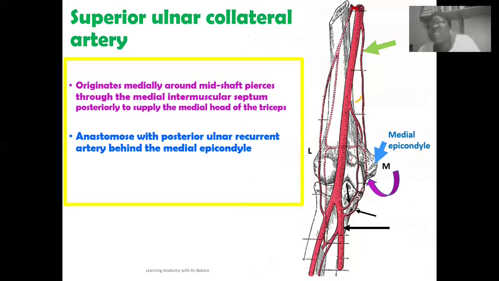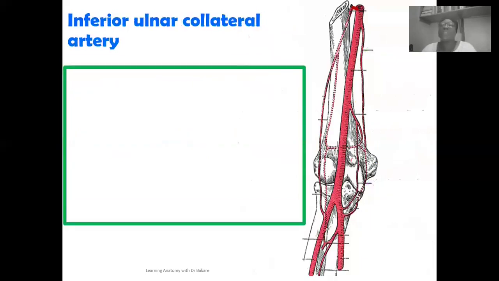And for them to be collateral, it means they are going downwards, where they will be connecting with the recurrent artery to create alternative anastomosis. And this is what is projected here. So now let's move to the inferior ulnar collateral artery.